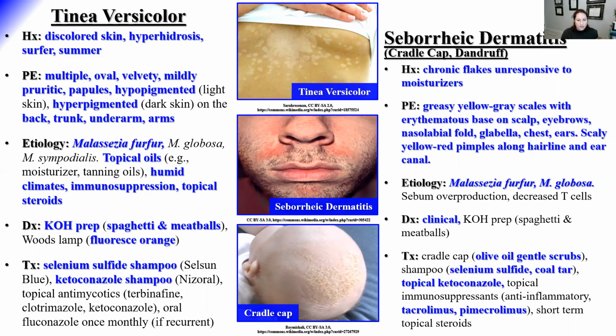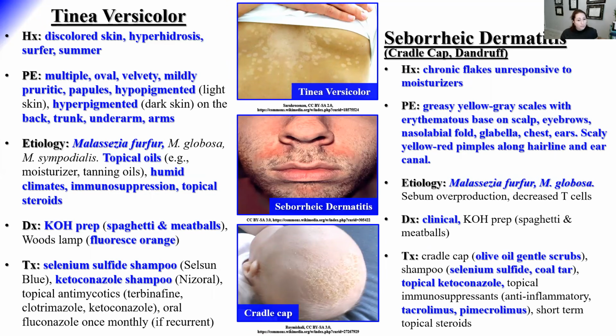This is a clinical diagnosis for this. You can do a KOH prep, but it's a very clinical diagnosis. Treatment for this, if it's cradle cap, you're going to use olive oil and very gentle scrubs to kind of exfoliate that off the baby's head. For people with seborrheic dermatitis, you're going to use a shampoo. So you can use that selenium sulfide or the coal tar. You can use a topical ketoconazole in this area.